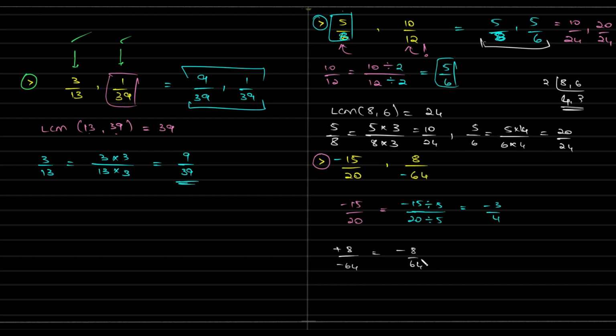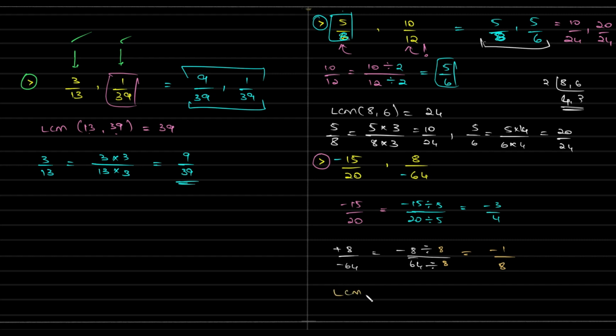8 by 64. Now think about dividing with a number which is the HCF between 8 and 64. In this case it's 8, right? So this will be minus 1 by, because negative divided by positive is negative, 8 divided by 8 is 1, 64 by 8 is 8. Now the question has changed to negative 3 by 4 and negative 1 by 8.